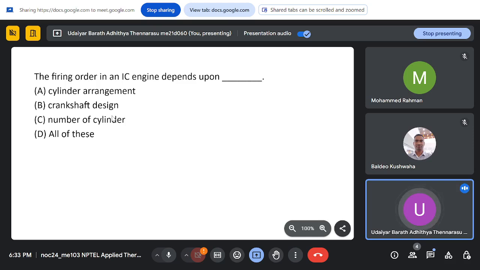Because a single cylinder cannot give you that uniform output and higher torque and so on. So this arrangement also takes care of that. So A is true, and your crankshaft design is also important in determining the firing order and the number of cylinders. Which cylinder has to be fired first, which has to be fired last, and so on, all comes into play. So the answer is all of this.